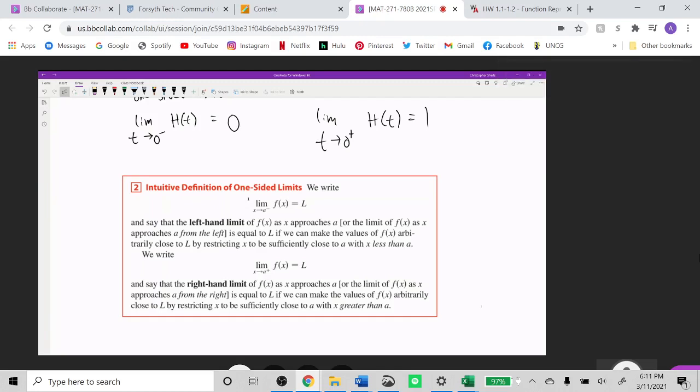Same idea with a right-hand limit. We say, or we write this, right? And we say that the right-hand limit of f of x as x approaches a, or the limit of f of x as x approaches a from the right, is equal to L if we can make the values of f of x arbitrarily close to L by restricting x to be sufficiently close to a with x greater than a. Do these definitions of left-hand limit and right-hand limit make sense?